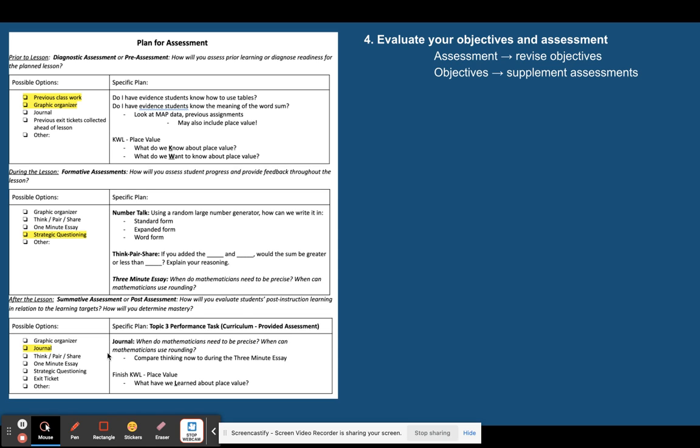I'm also thinking that if I want to add this journal question in here as a summative assessment, it would be great for me to give them some time to reflect on it beforehand. So I'm going to do a 3-minute essay. They only have 1 minute, but I think this is going to take more than 1 minute. Have students write in their journals, when do mathematicians need to be precise and when can mathematicians use rounding? And then they can, at this reflection point, compare how their thinking has changed between what they have at the end of the unit and when we do this in our work.